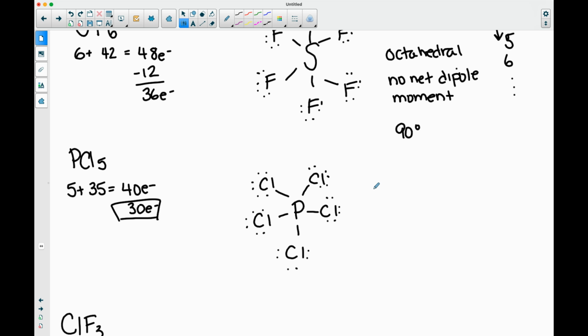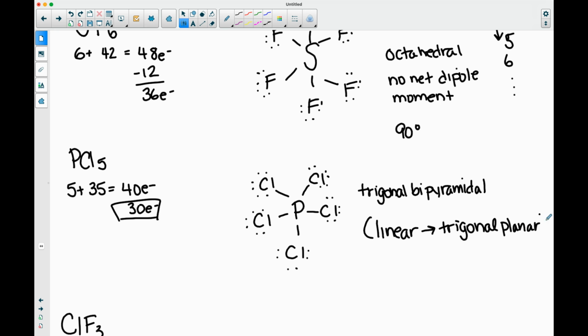Now remember, this is 5 atoms bonded, no lone pairs. This is trigonal bipyramidal. And trigonal bipyramidal means that we basically have a linear through the center of a trigonal planar. So this is symmetrical. This has no net dipole moment.